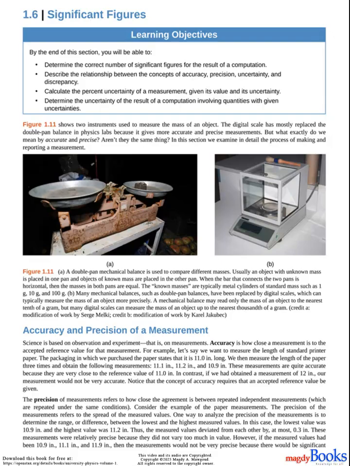B. Many mechanical balances, such as double pan balances, have been replaced by digital scales, which can typically measure the mass of an object more precisely. A mechanical balance may read only the mass of an object to the nearest tenth of a gram, but many digital scales can measure the mass of an object up to the nearest thousandth of a gram. Credit A: Modification of work by Serge Melki. Credit B: Modification of work by Karol Jakubik.